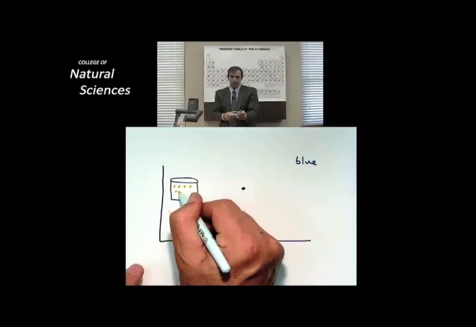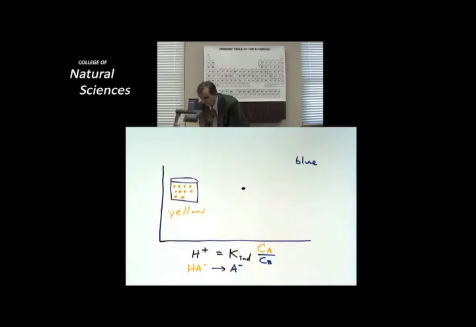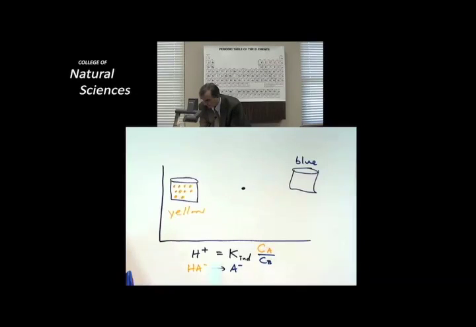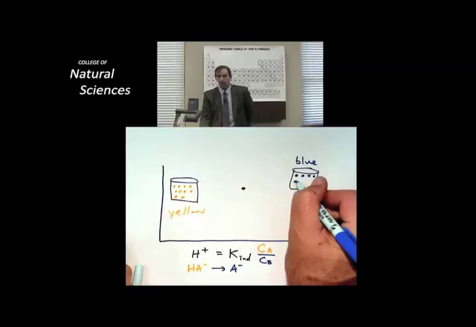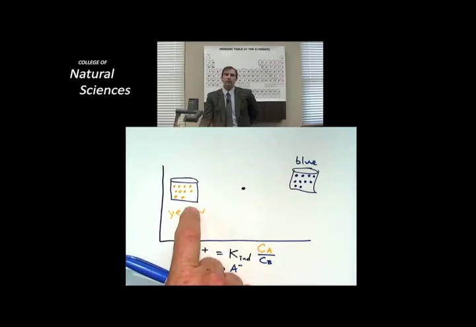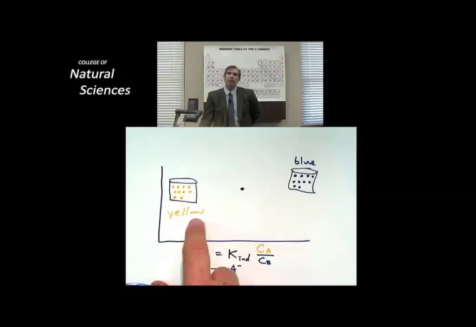And here's my beaker over here. When it's all base, it's a beaker filled with blue dots. This is literally what's going on. These are actual numbers of indicators, 10 yellow indicators, 10 blue indicators, and then what's in the middle? Well, what do you think's going on here in the middle?